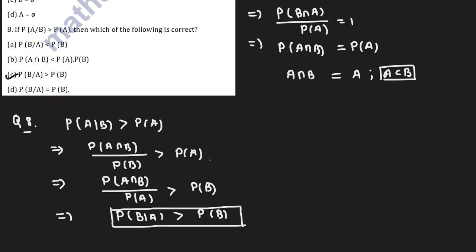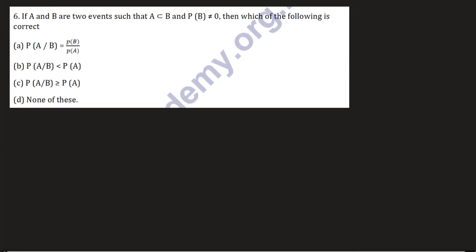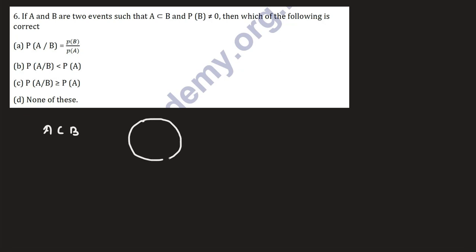Now coming to the next question. Here we notice that A and B are two events such that A is a subset of B. So suppose this is the set B, then this portion we call the A set. Now A is a subset of B, so this implies A intersection B must be equal to the set A. Now which of the following is true?